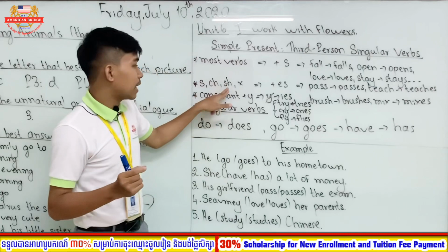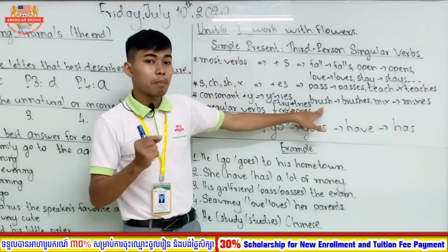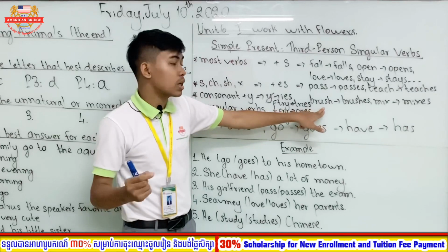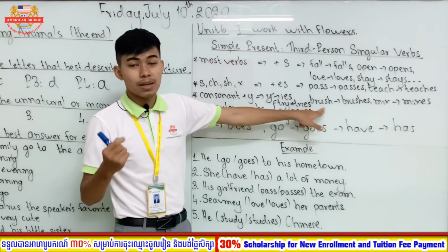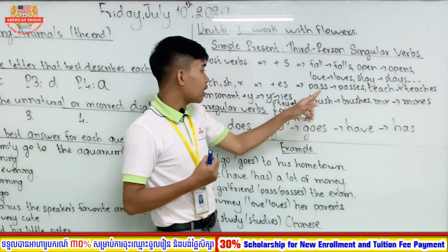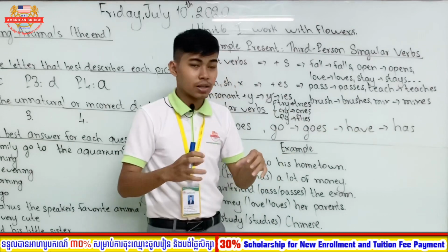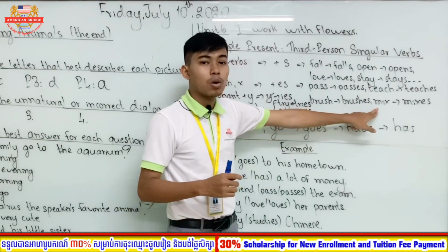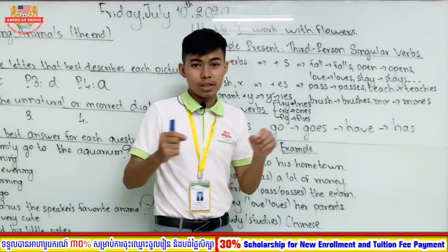How about the word that ends with letters sh, like the word brush? My little brother brushes his teeth. We have to add es because the subject is third person singular. How about the verb that ends with letter x? Example, the word mix, you mix together. When we use, for example, the subject she, she mixes the ingredients together.